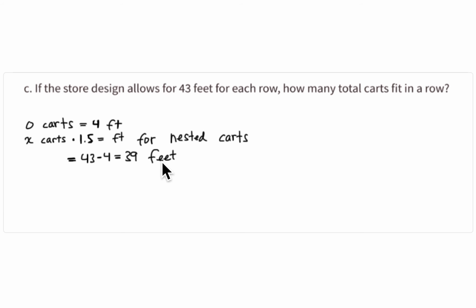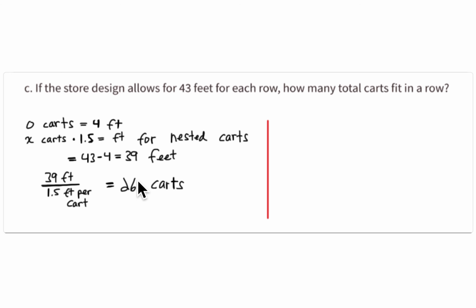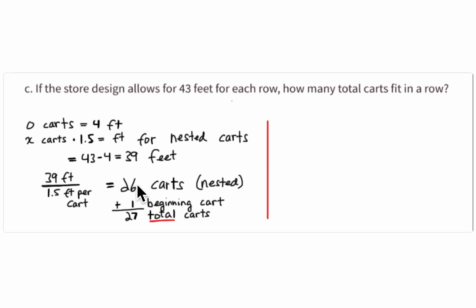That's 39 feet. And how many carts is that 39 feet equal to? Well, 1.5 feet for each cart. So I divide 39 by 1.5, and you get 26 carts. So 39 feet divided by 1.5 feet per, and I should have put nested here, per nested cart. So that gives you 26 nested carts. But then you have to remember, add that 1 beginning cart. So that's a total of 27 carts. So don't get fooled. It's not 26 carts. It's 26 nested carts plus 1 more beginning cart gives you a total of 27 total carts.